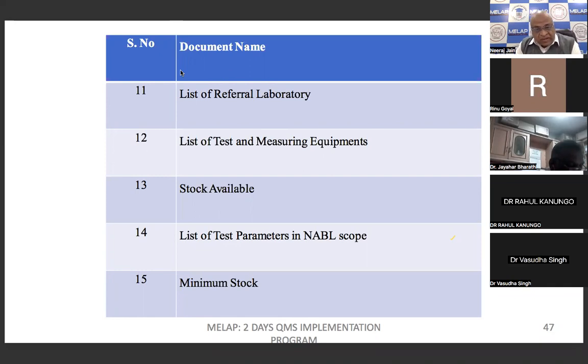List of test and measuring equipments. Good. Stock available. What is the clause related to inventory management? 6.6 inventory management. Yes, very good. 6.6.4.